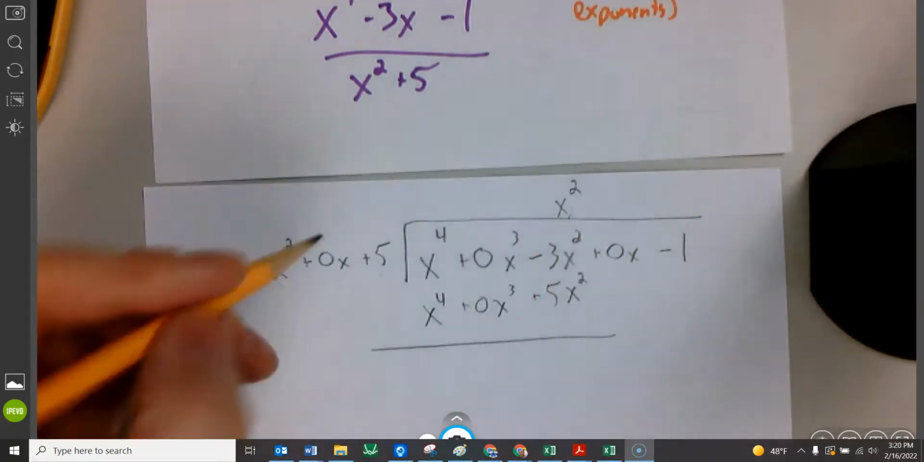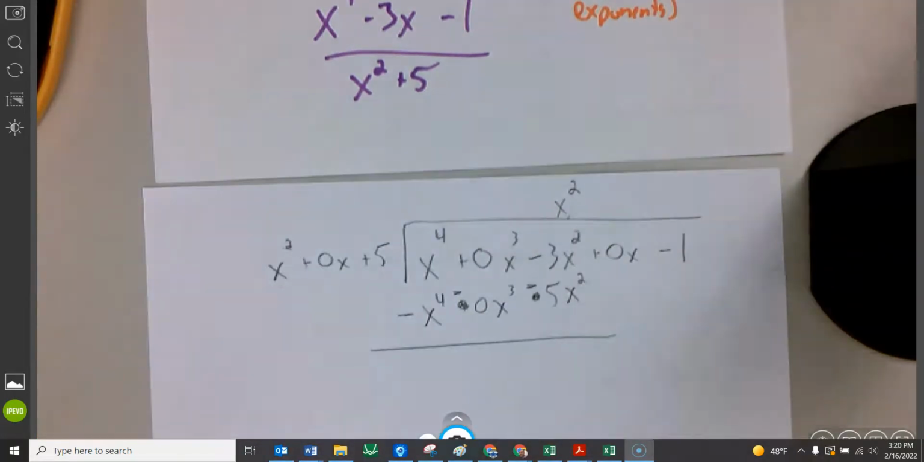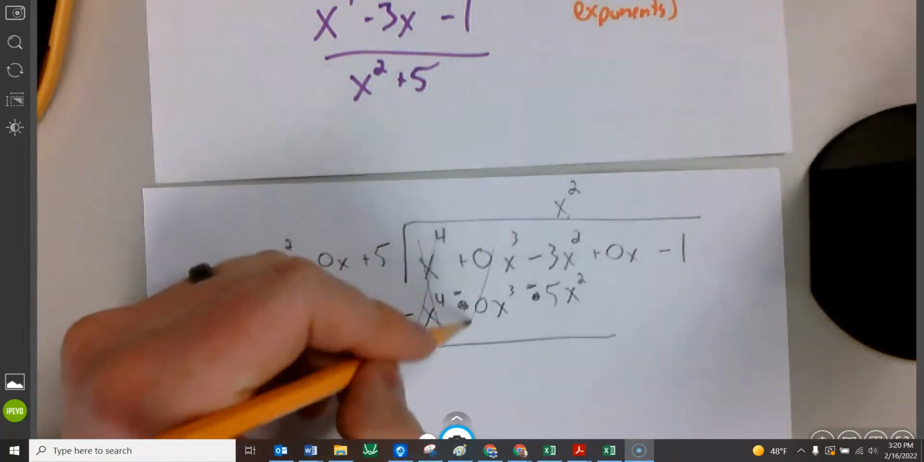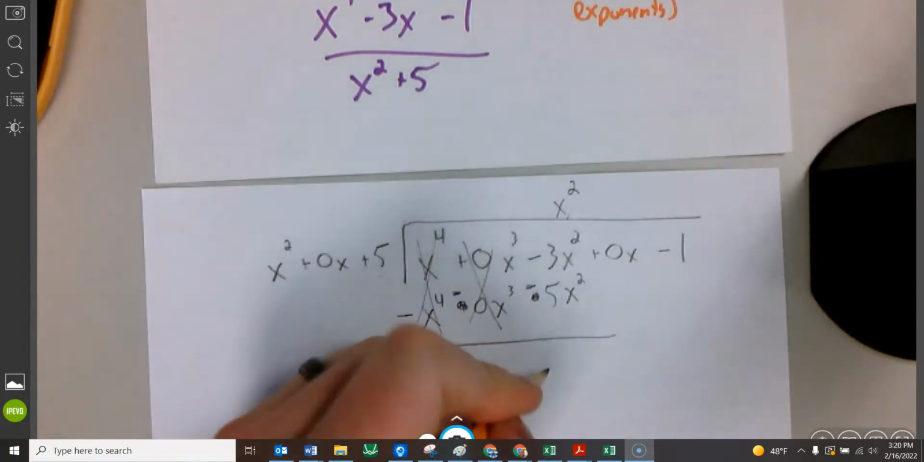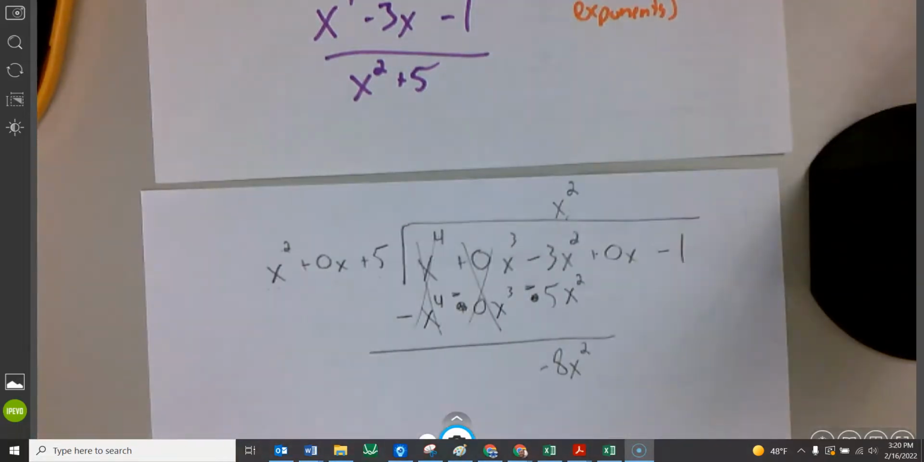Now we change the signs on all of them. Minus, minus, minus. And we add going down. These will give me 0. These will give me 0. These will give me, not 0, negative 8x squared. Negative 3x squared plus negative 5x squared, negative 8x squared.